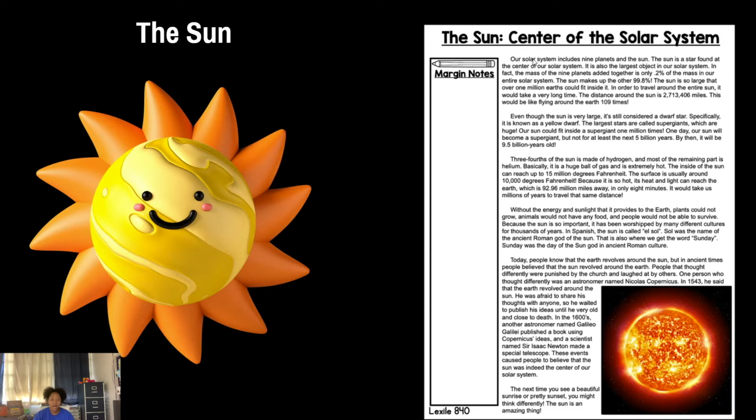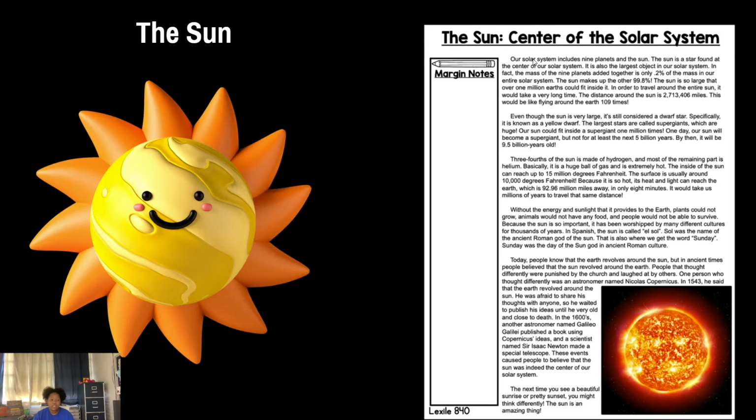Because it is so hot, its heat and light can reach the Earth, which is 92.96 million miles away, in only 8 minutes. It would take us millions of years to travel that same distance. Without the energy and sunlight that it provides to the Earth, plants could not grow, animals would not have any food, and people would not be able to survive.